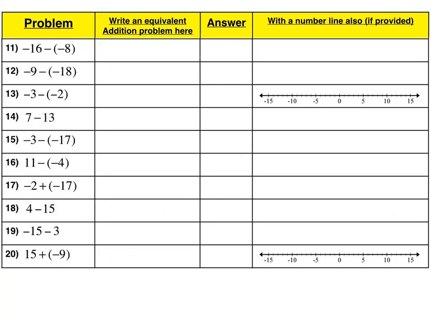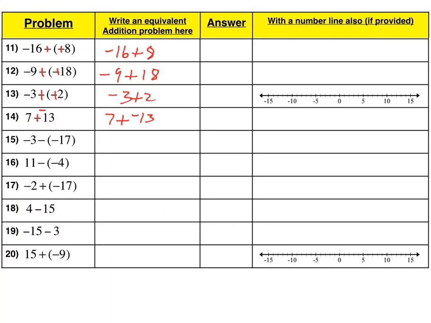Next screen. We did 11 through 14. Add the opposite, negative 16 plus 8. I'm going to do that part first. Number 12, add the opposite, negative 9 plus 18. Number 13, add the opposite, negative 3 plus 2. Number 14, add the opposite, 7 plus negative 13.